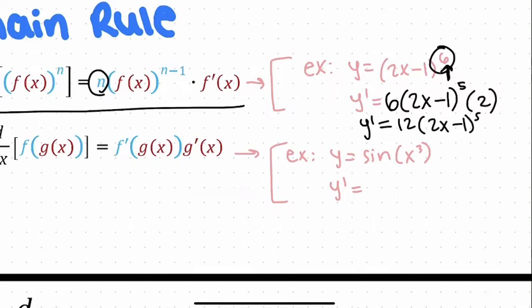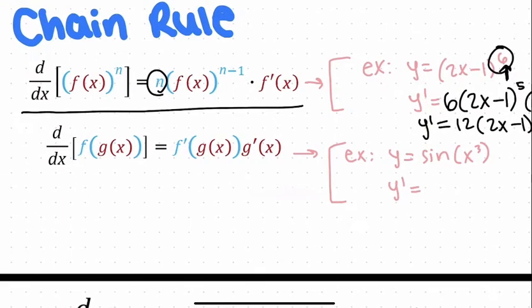Alright, moving on. If it says to find the derivative of any functions that look like this, well, first you're going to take the derivative of f, and then you're going to keep the inside the same, and then you're going to multiply by the derivative of the inside, which is g of x.